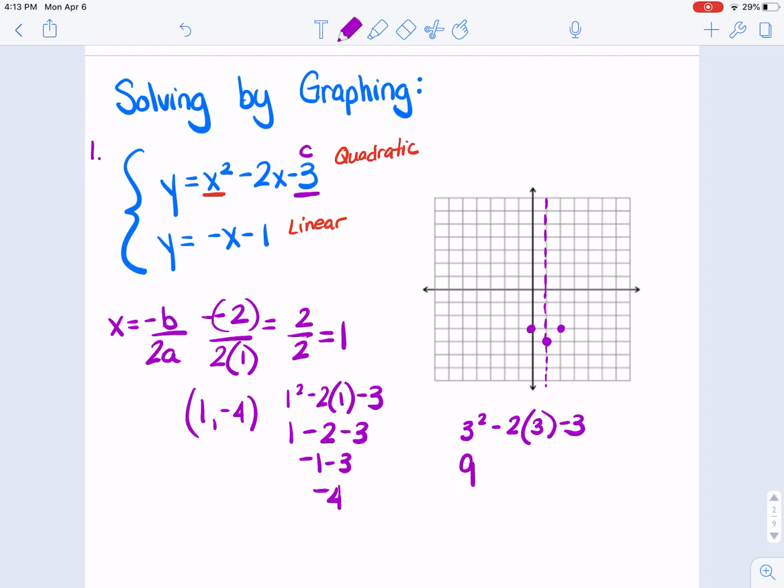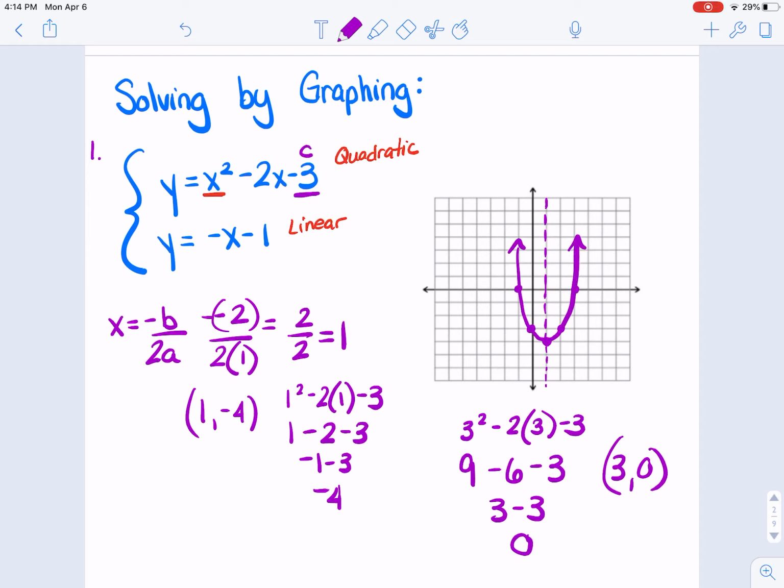So it gives me 9 minus 6 minus 3. 3 minus 3 is 0. That's going to give me a point at (3, 0). So I'm going to plot that point. That's 2 spaces away from the axis of symmetry to the right, so I'm going to go 2 spaces to the left. Now I'm going to draw that in. If I need more points, I'll do more points later.